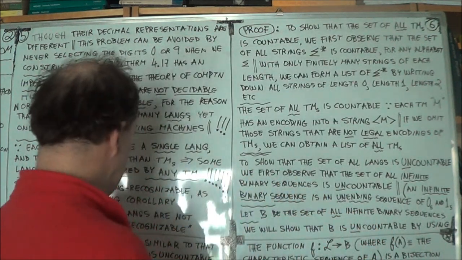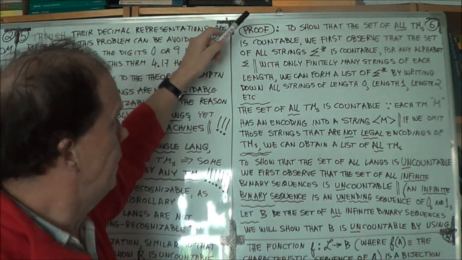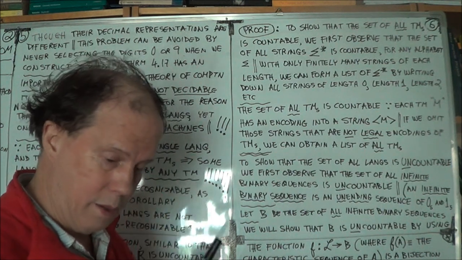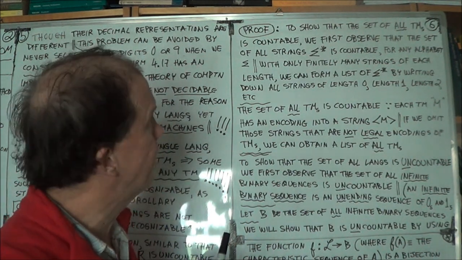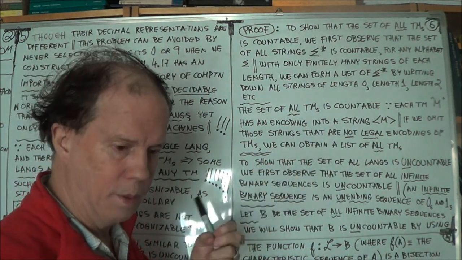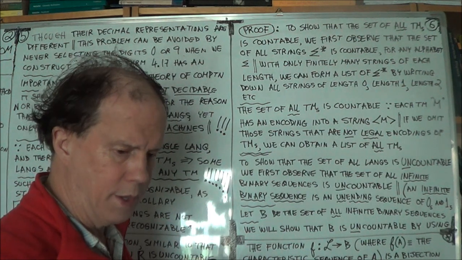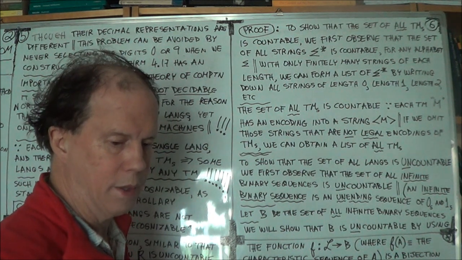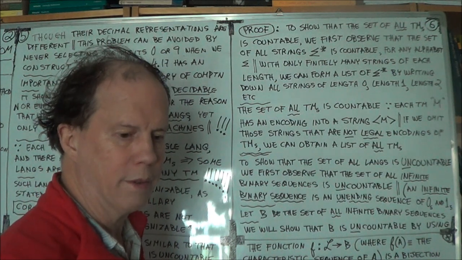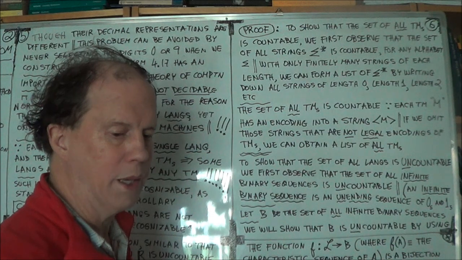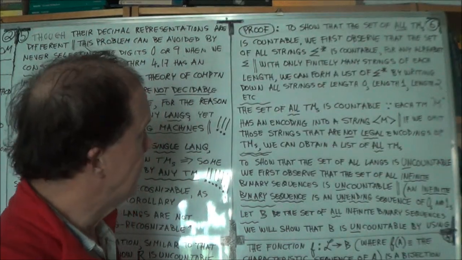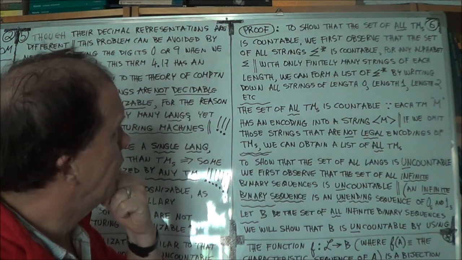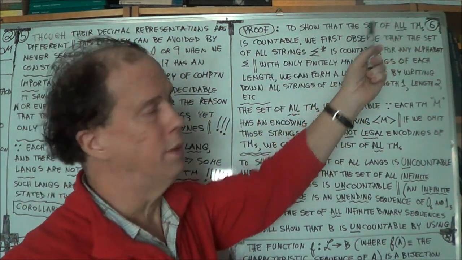Okay. So let's do the proof. Let's prove that the set of all Turing machines is countable. And then the second part of the proof, we need to show that the set of all languages is uncountable. And therefore there have to be languages that don't get mapped to from the set of Turing machines. That mapping cannot be a bijection, cannot be a correspondence. So it's two parts. How do we show that the set of all Turing machines is countable?